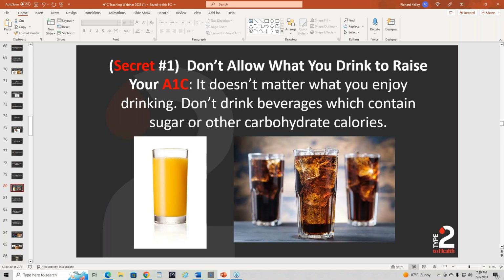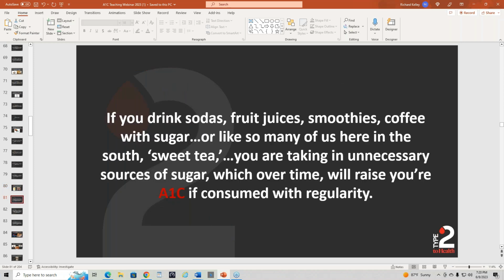And so secret number one is pretty simple. Don't allow what you drink to raise your A1C. It doesn't matter what you enjoy drinking. Don't drink beverages that contain sugar or other carbohydrate, period. If you drink sodas, fruit juices, smoothies, coffee with sugar, or like so many of us here in the South, I'm in Austin, people all over Texas and in the South drink sweet tea, which is loaded with sugar. I grew up drinking that. You're taking in unnecessary sources of sugar, which over time will raise your A1C if consumed with regularity.